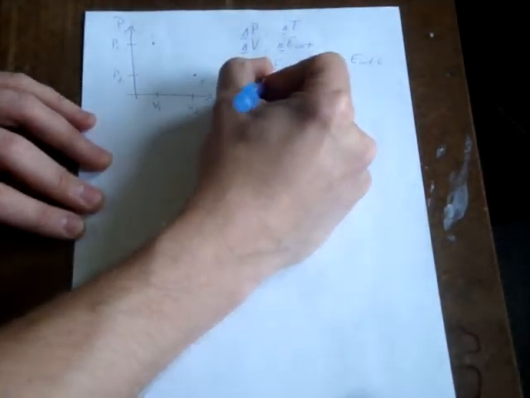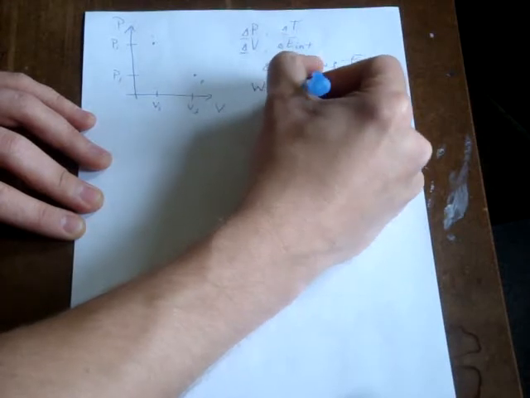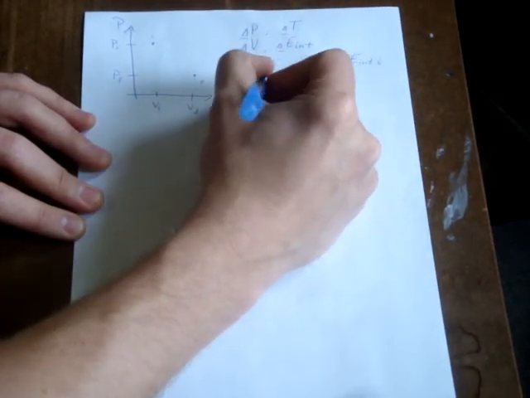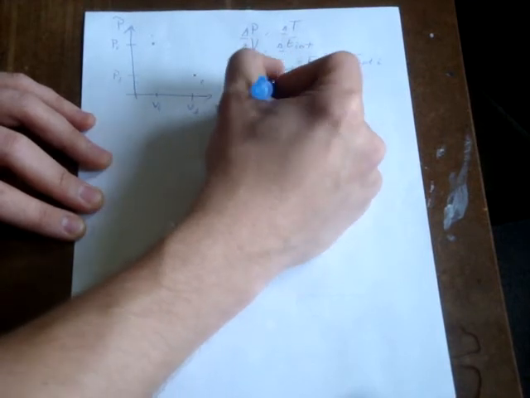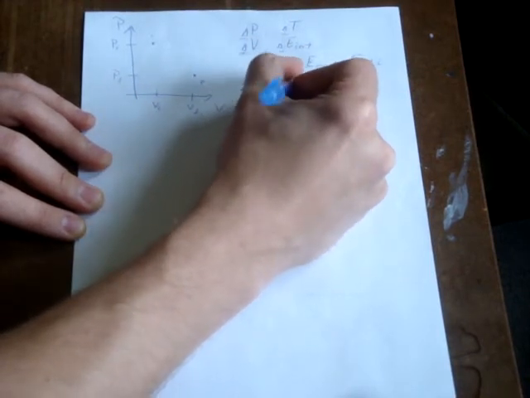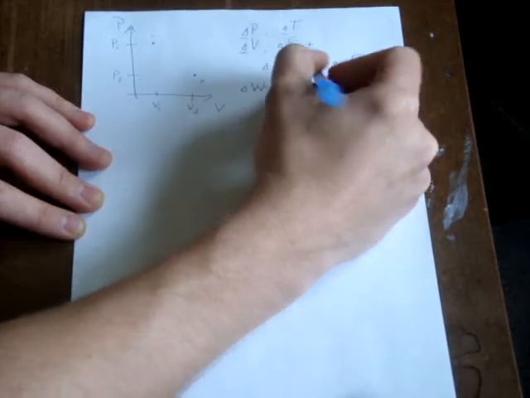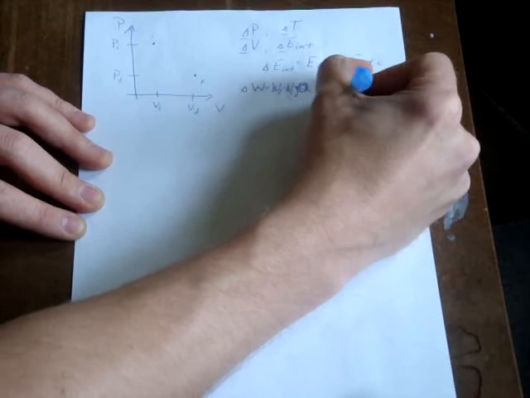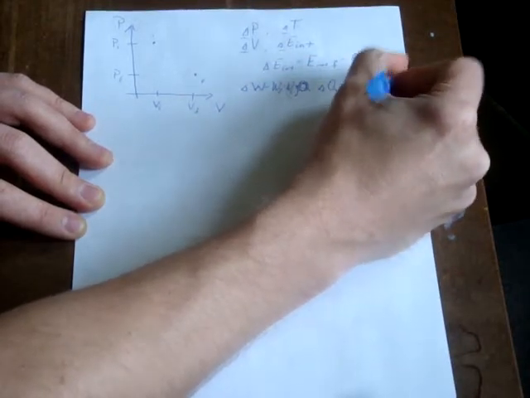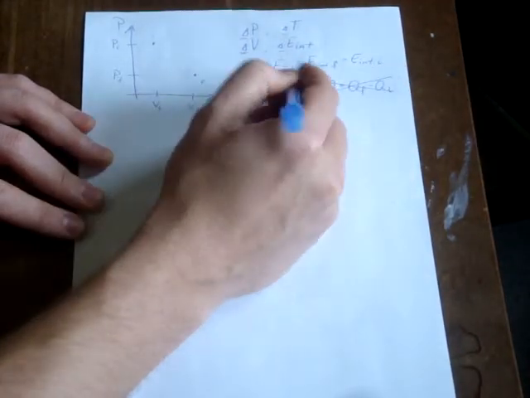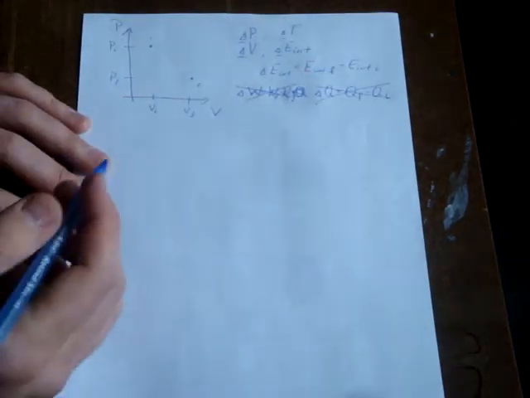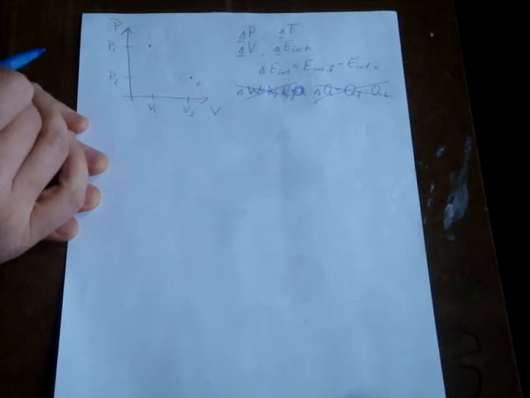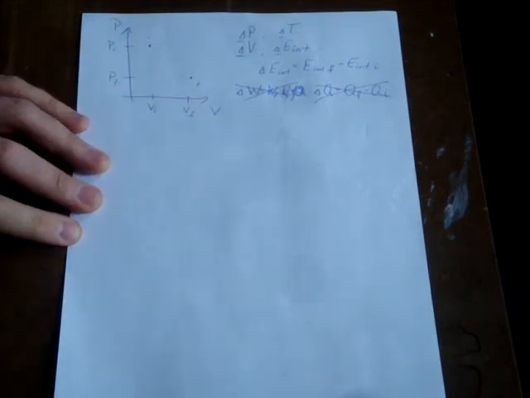Two of those are things like work and heat transfer, right? We cannot simply write that the change in work is equal to work final minus work initial. Nor can we say that the change in heat transfer is equal to the heat transfer final minus heat transfer initial. These don't work at all because you can't describe what the work is at a particular point. You can't describe what the heat is at a particular point.